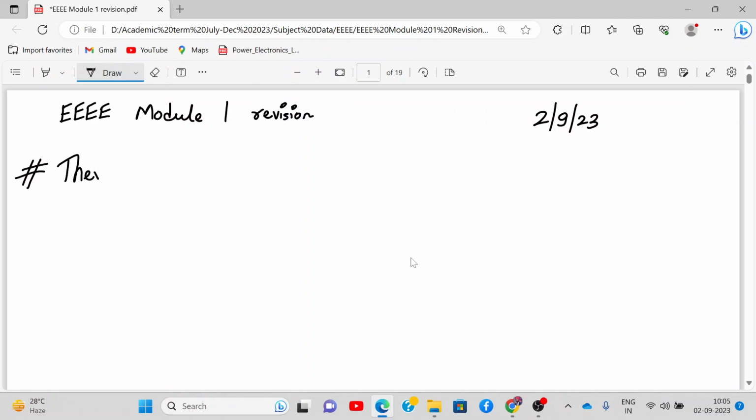So this is EEEE, I would like to call it Module 1 Revision, and today's date is 2nd September 23. Okay, so I think we'll start with theorems. So we have four theorems. Thevenin's theorem. We'll start with Thevenin's theorem.